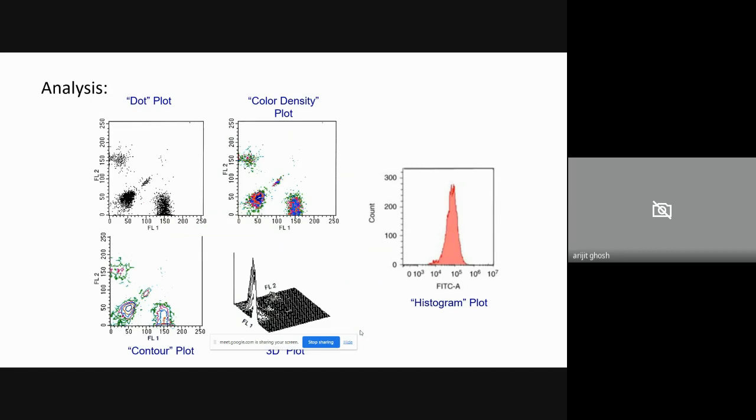There are also 3D plots. 3D plots are plots shown in three dimensions, with three axes, and they are used to show the relation between different populations or different expressions of the cells. Another plot is the histogram plot, which is mainly used for cell cycle analysis or ROS analysis, mainly for single parameter experiments.